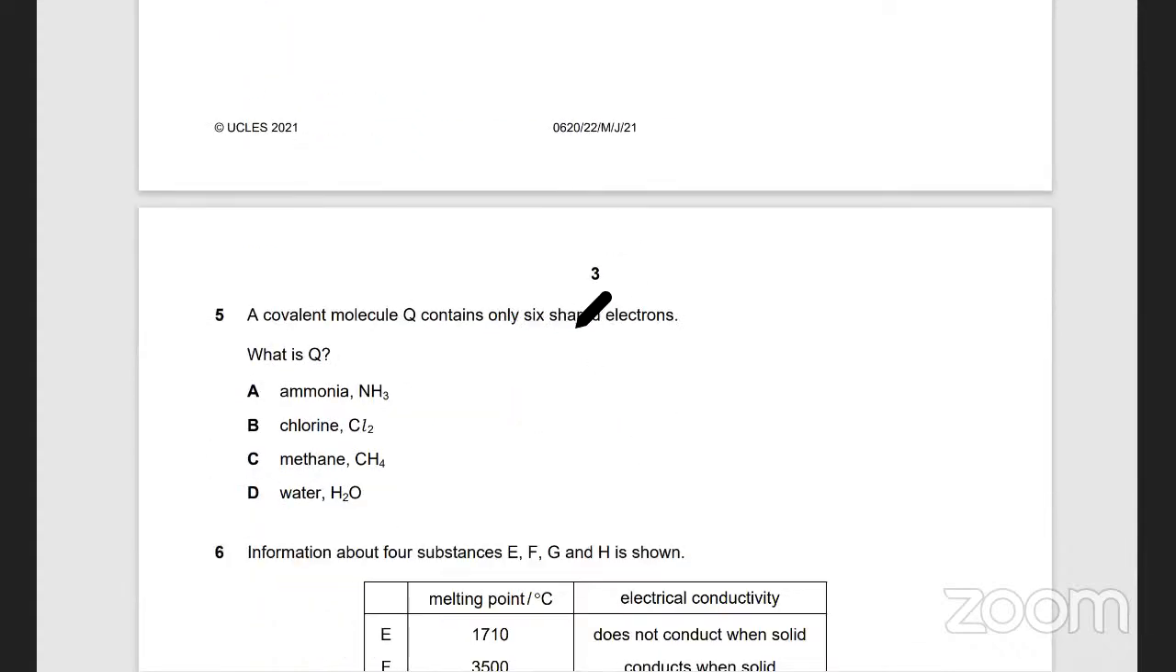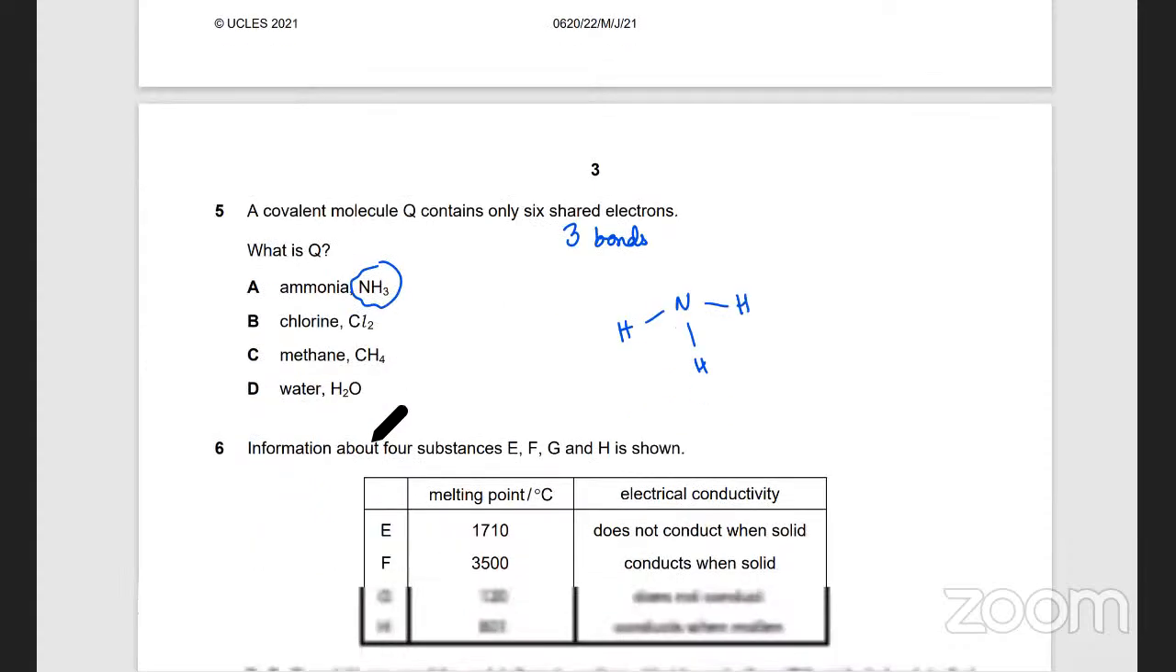A molecule Q contains only 6 shared electrons. So there's a molecule that's got 6 shared electrons. So which one is this molecule? Means that it's making 3 bonds, right? So कौन सा वाला correct है? Who's making 3 bonds? That is obviously NH3, right? Is that clear? ठीक है. बाकी सारों में they're not making 3 bonds. CH4 is making 4 bonds. So that's 8 shared electrons. Water में oxygen is making 2 bonds. Cl is making just 1 bond.